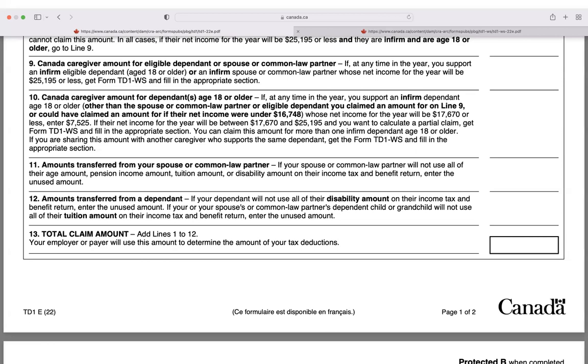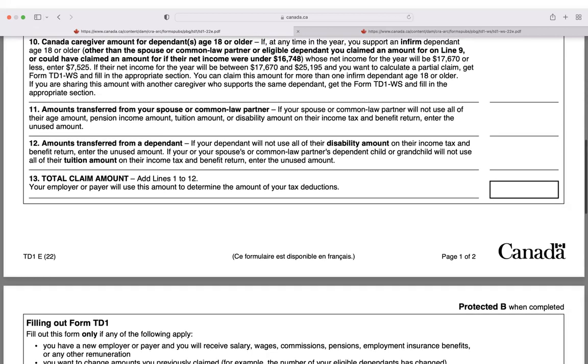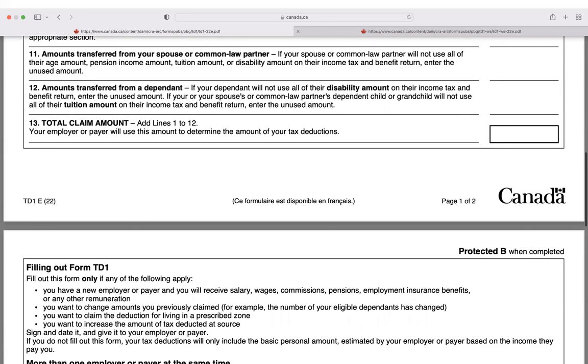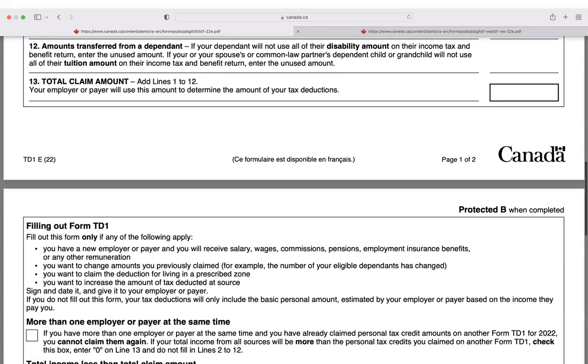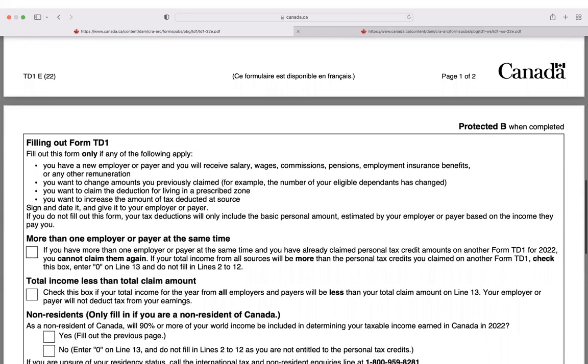Number 12, amount transferred from a dependent. If your dependent will not use all their disability amount on their income tax and benefit return, then you enter the amount on line 12. So the total amount, you add up from line 1 to 12 to give you this total. So this is the procedure.